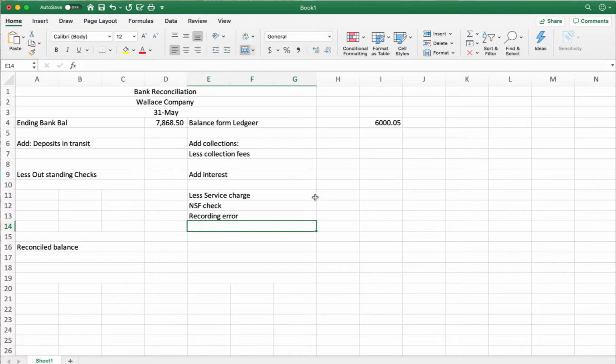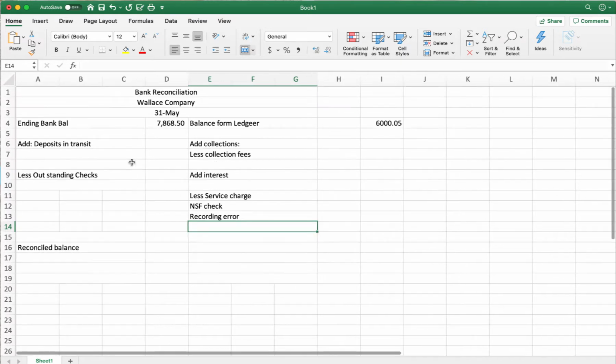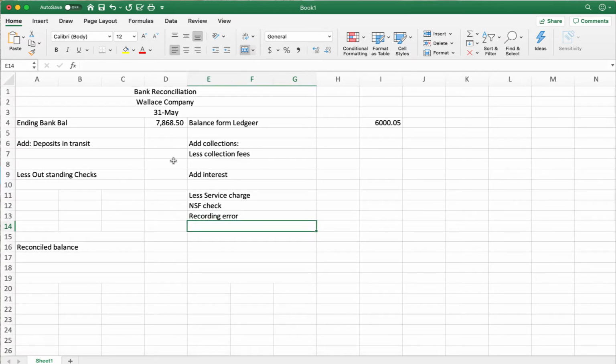And then before I went and plugged any numbers in, I just went ahead and put in the verbiage, right? So these are things that we just need to know, right? So remember, the bank reconciliation compares the bank balance from the bank statement to our ledger, right?